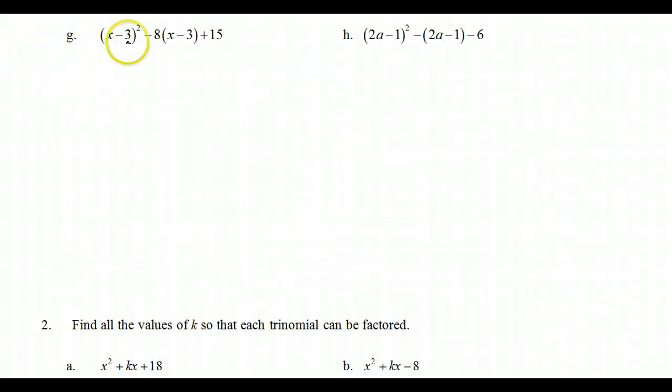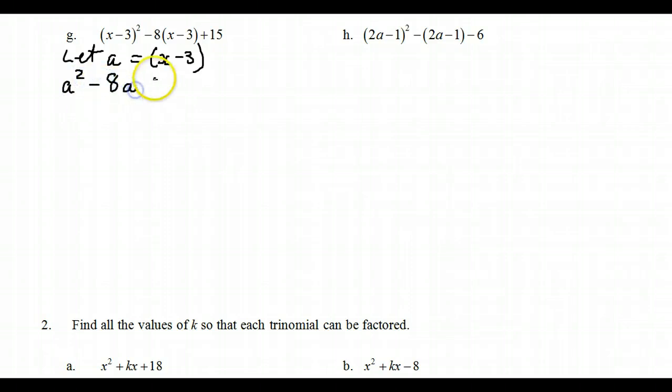Okay, keep going. What do we have? Well, in this case, we have the square of a binomial, and then the same binomial appears. So let's solve a simpler problem. Let's let a equal x minus 3. Then wherever we see x minus 3, we're going to replace it with a. Gives us a squared minus 8a plus 15.